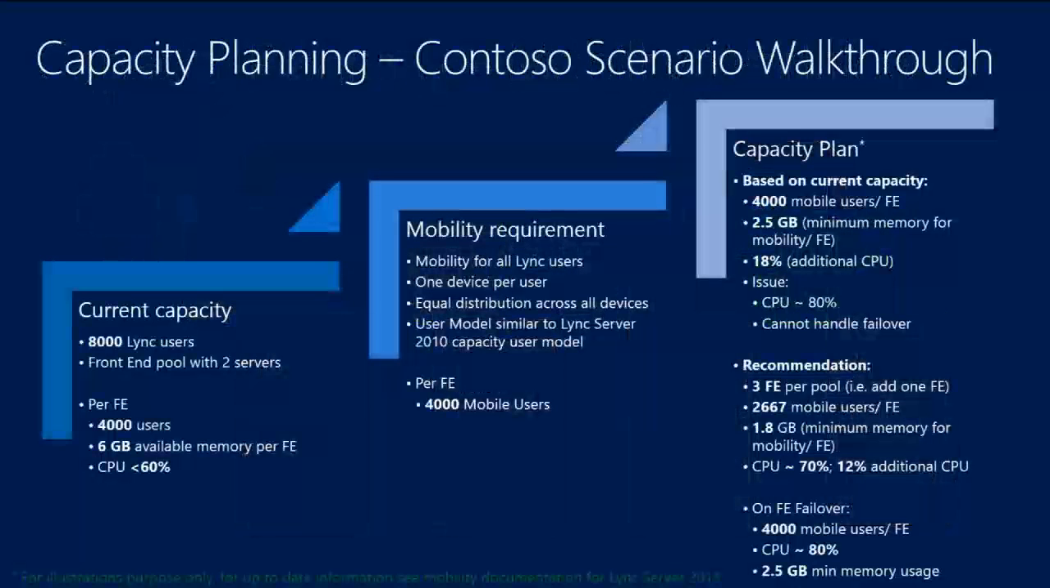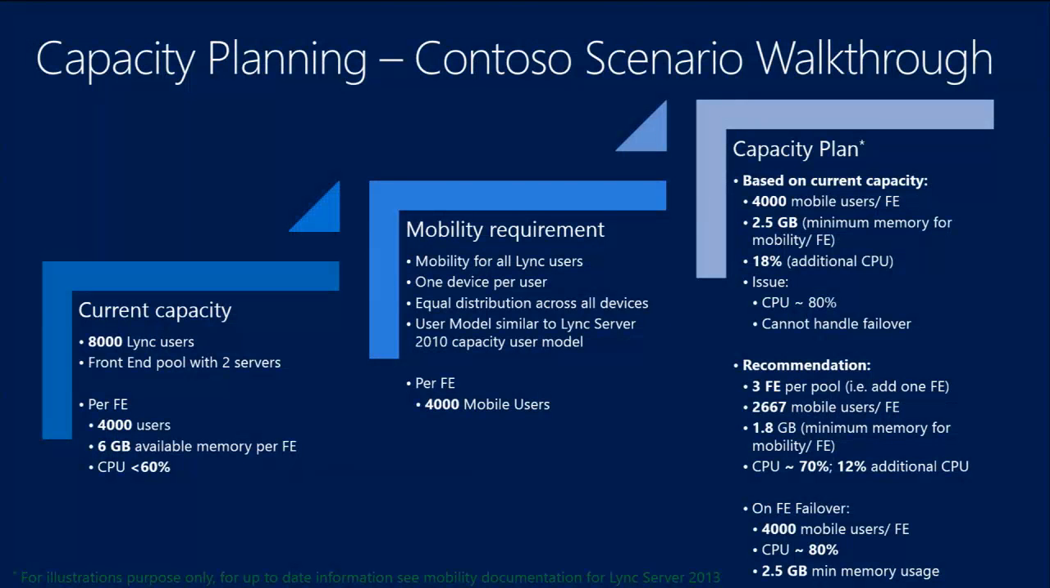So here's just an example of a planning exercise that you could do. You can imagine you have an environment that has 8,000 Lync users. We have a front-end pool with 2 servers. As we all know, or assume we know, Lync 2013 recommends 3, but for this example, let's say we have 2 servers. Per front end, we'll split down the middle: 4,000 users each, 6 gigs of RAM, and CPU usage is 60%.